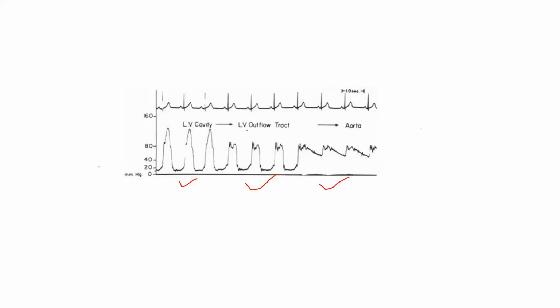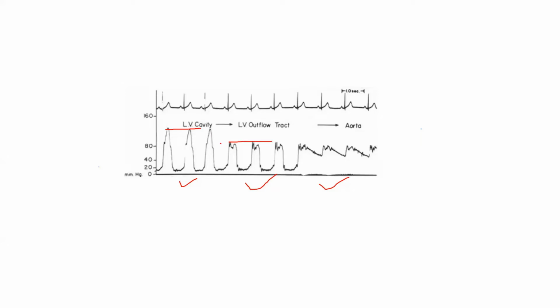LVOT. Very nice. So if you are pulling back, you have to specify which two parts the gradient is between. That's why we have LV-LV gradient, LV-aortic gradient, aorto-aortic gradient. Remember these three. Now this pressure gradient is between what? LV-LV gradient, because the gradient appears between the LV and LV.